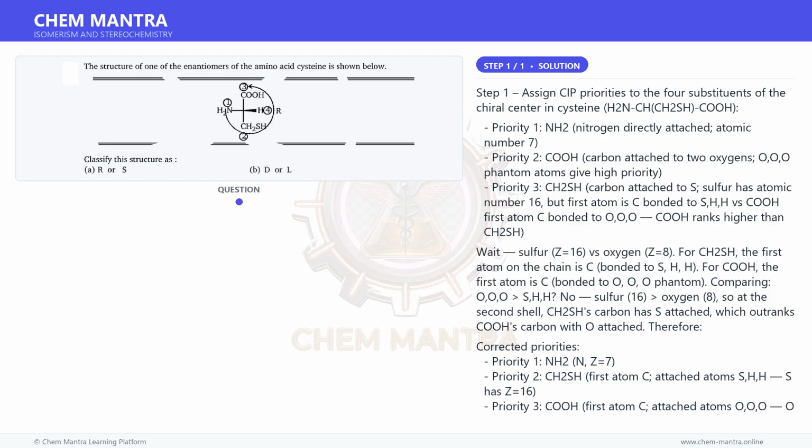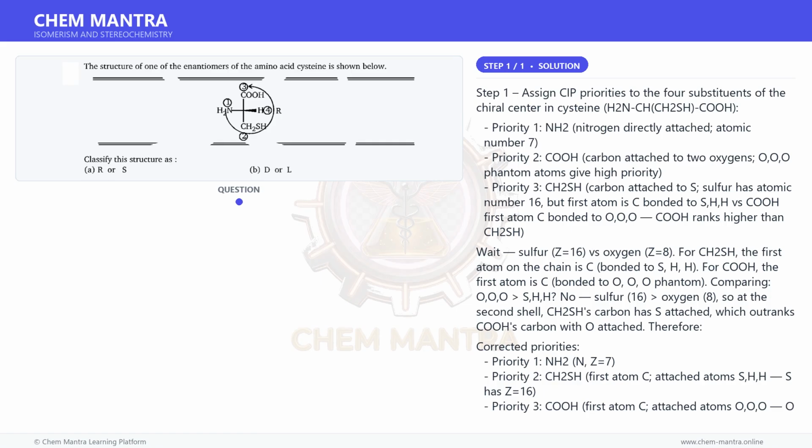Step 1. Assign CIP priorities to the 4 substituents of the chiral center in cysteine, H2N-CH, CH2-SH, COOH. Priority 1: NH2, nitrogen directly attached, atomic number 7. Priority 2: COOH, carbon attached to 2 oxygens, with phantom atoms giving high priority.